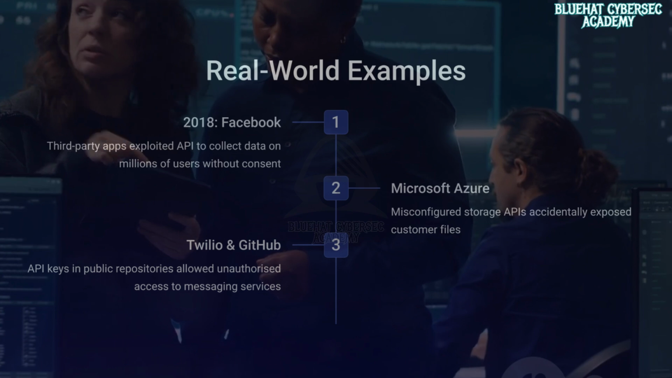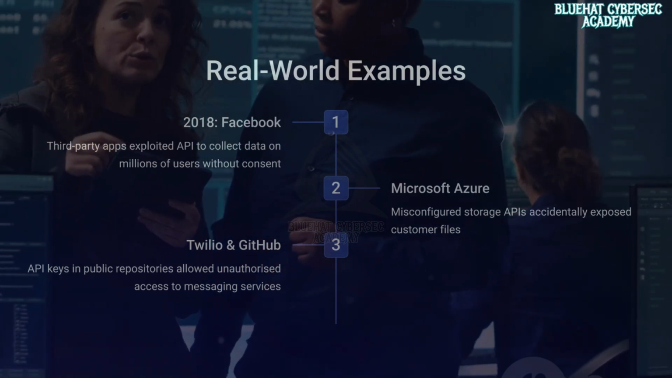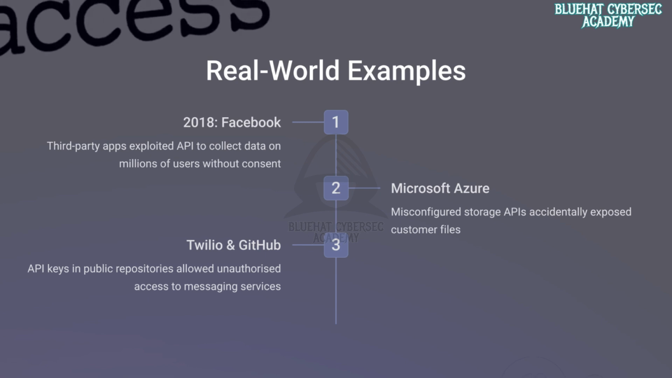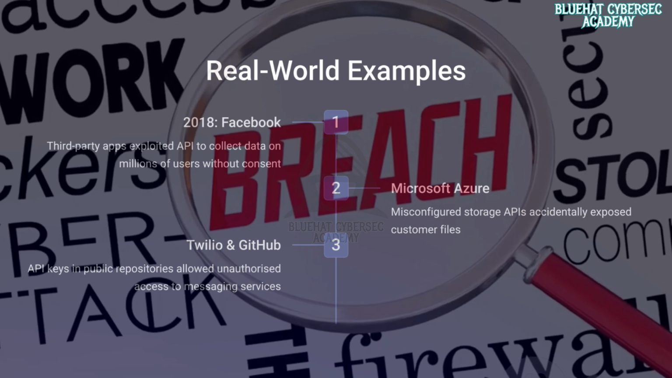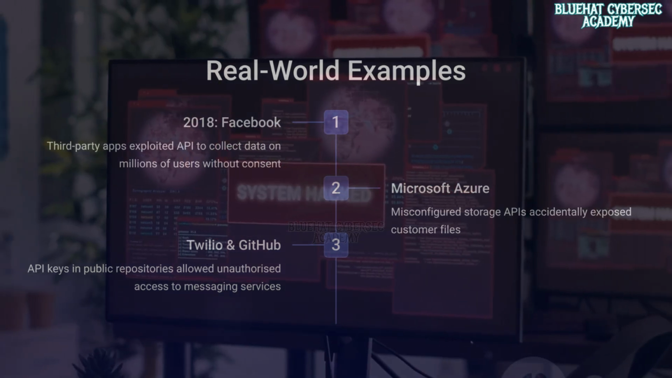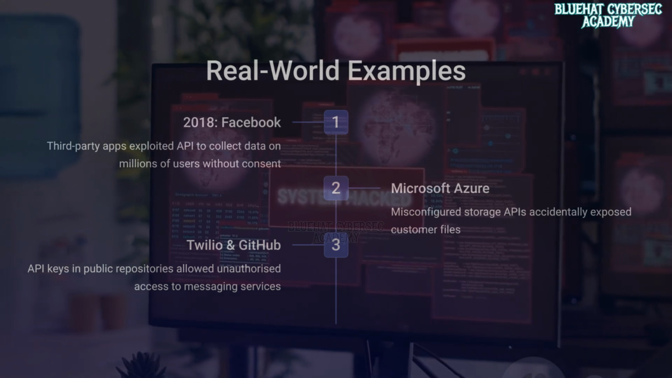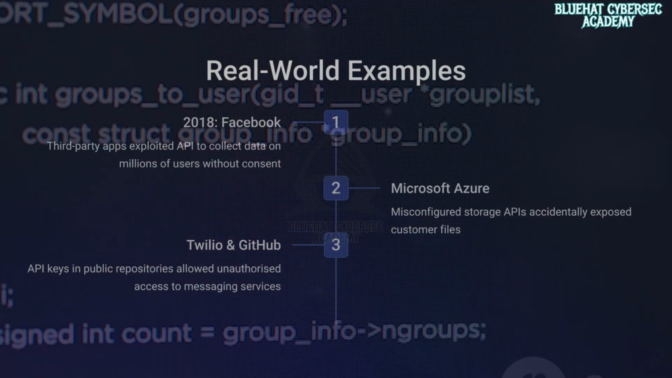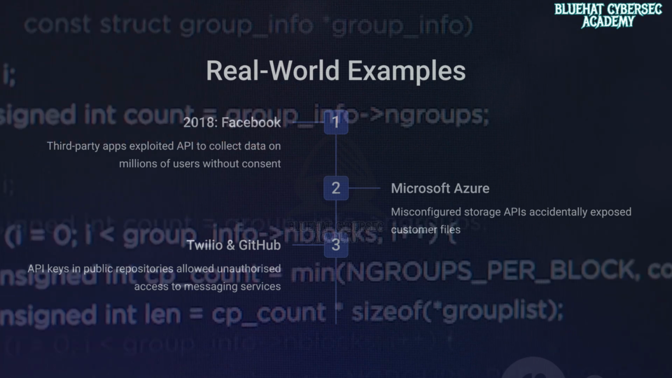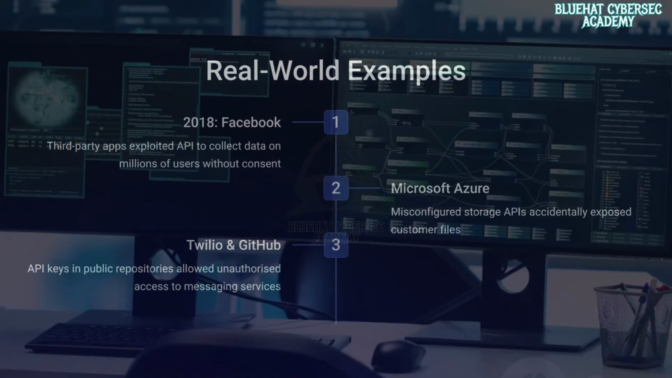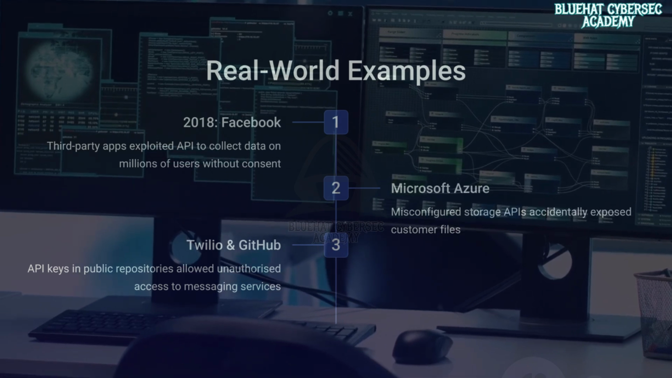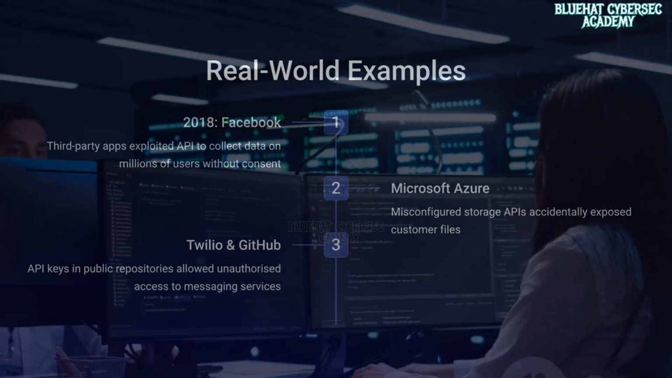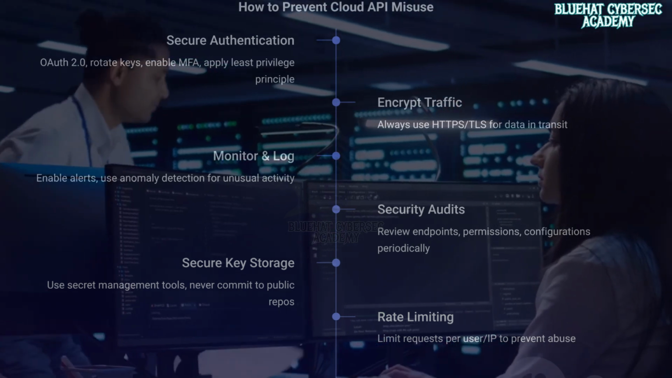To make this more tangible, let's look at some real-world examples of cloud API misuse. In 2018, the Facebook API was exploited by third-party apps to collect data on millions of users without consent. Certain Microsoft Azure storage APIs were misconfigured, accidentally exposing customer files, and in other cases, like with Twilio and GitHub, API keys committed to public repositories allowed unauthorized access to messaging and voice services. Even major organizations with advanced security measures can fall victim to API misuse, which shows just how critical proper security is. So, how can you prevent cloud API misuse?